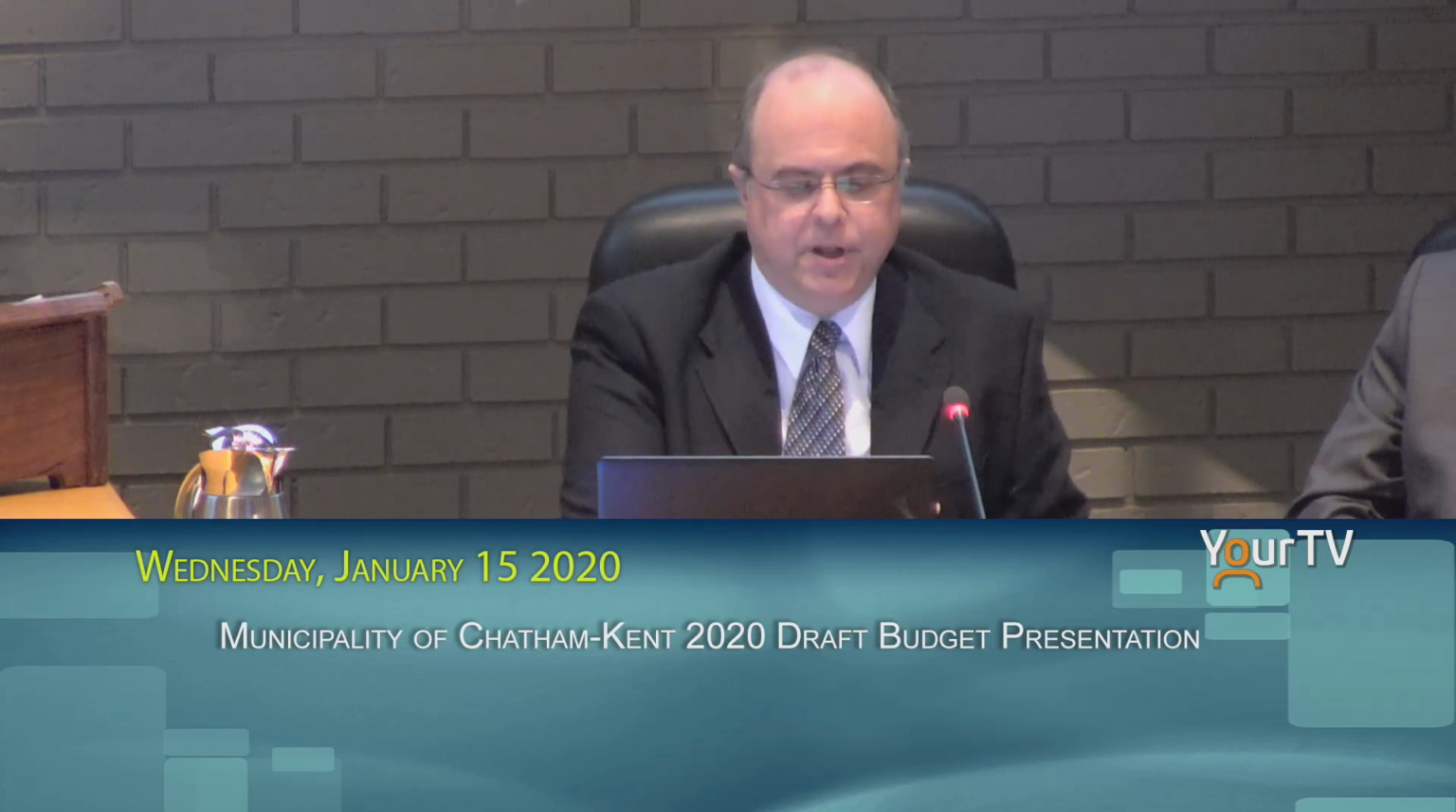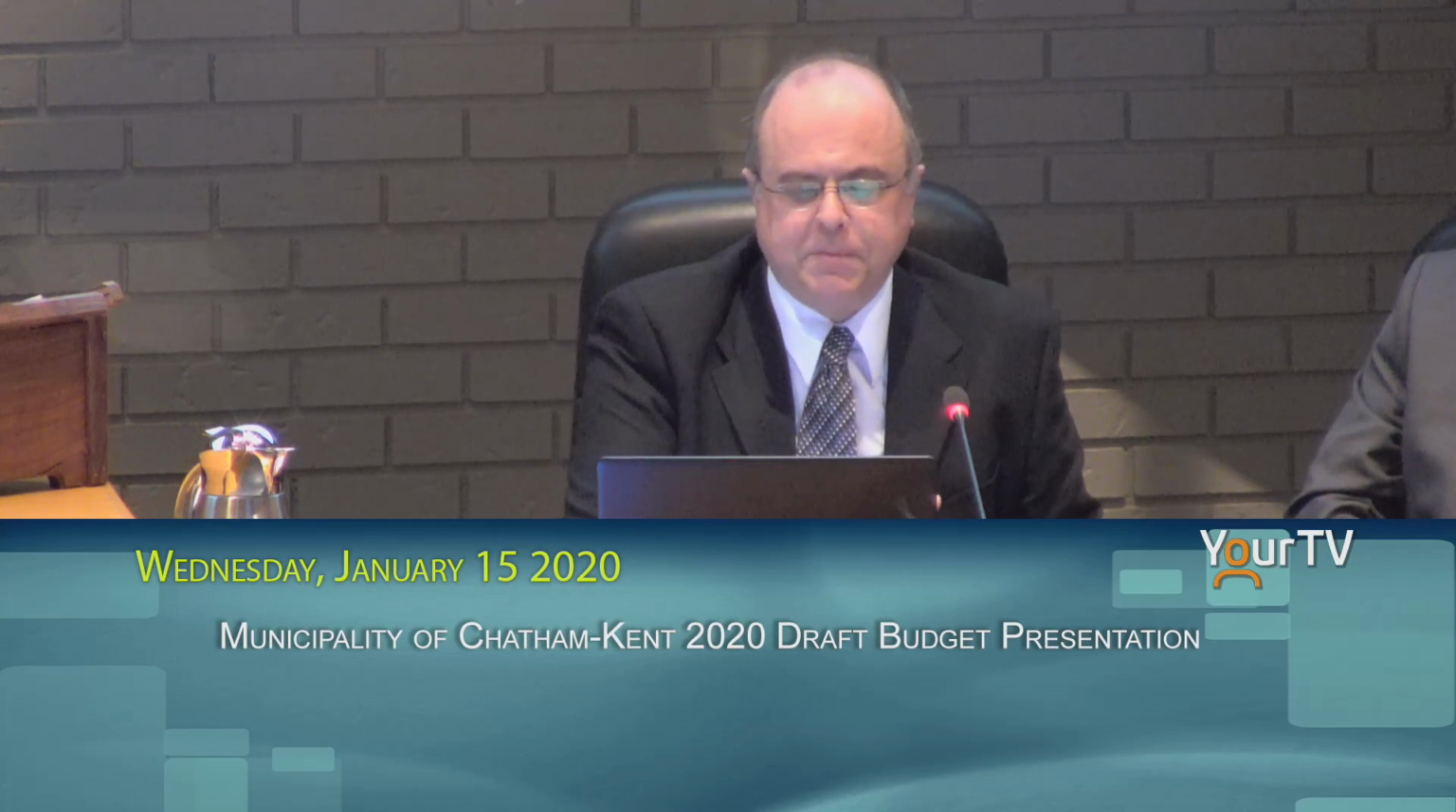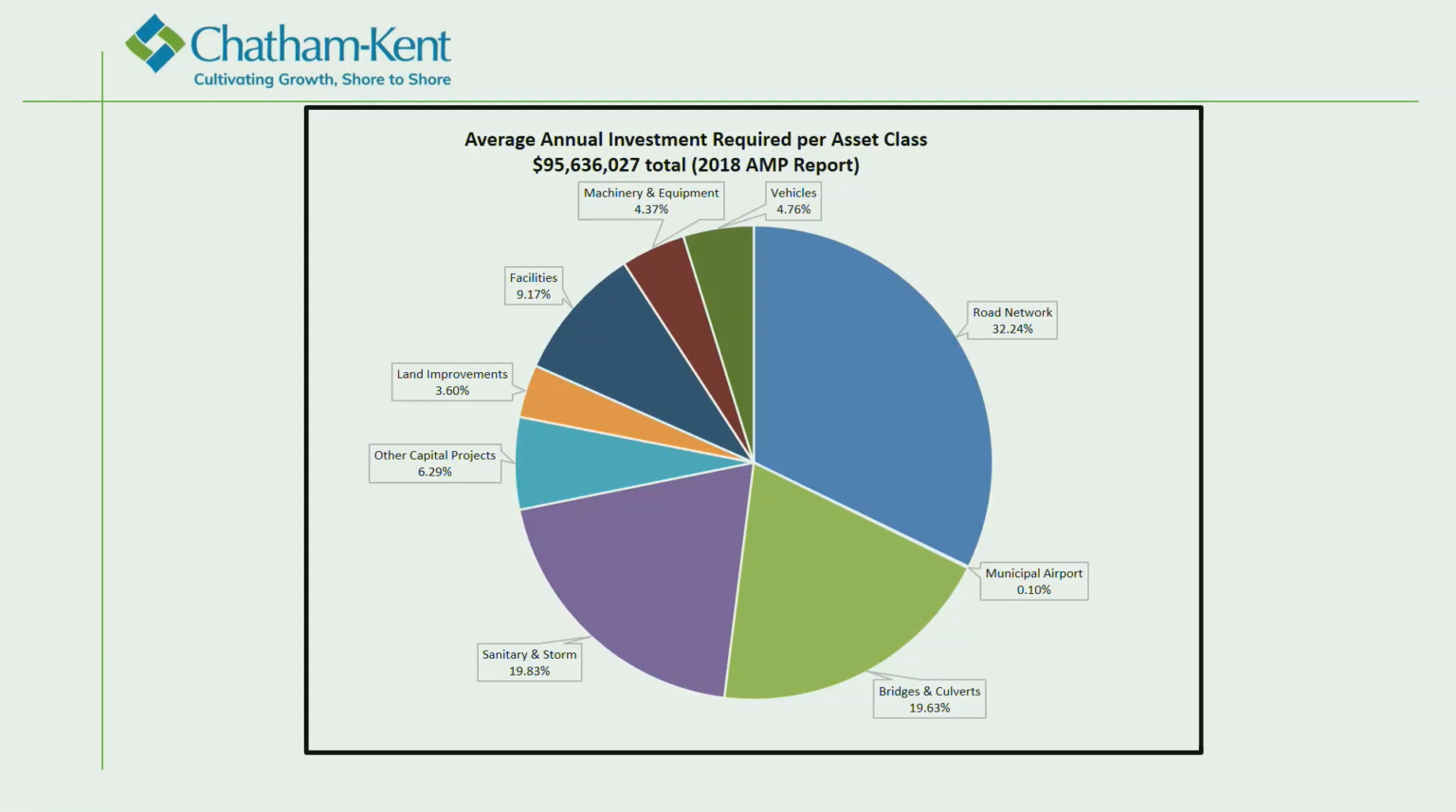This is back to the 2017 asset management plan. It just shows major segments of where our assets are, and obviously road networks is about a third of it. Bridges was 20%. Sanitary and storm sewers, another 20%. So you take all those together, we're getting close to three quarters of our assets in those categories, with the remaining ones making up the rest.